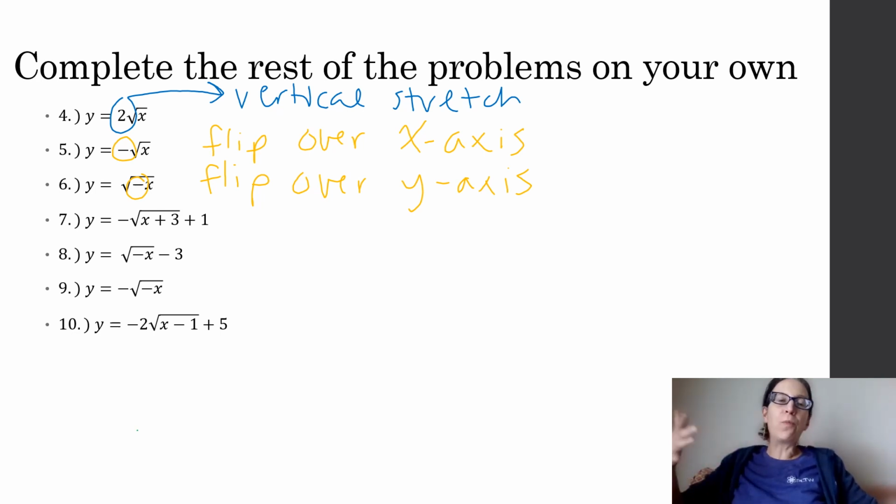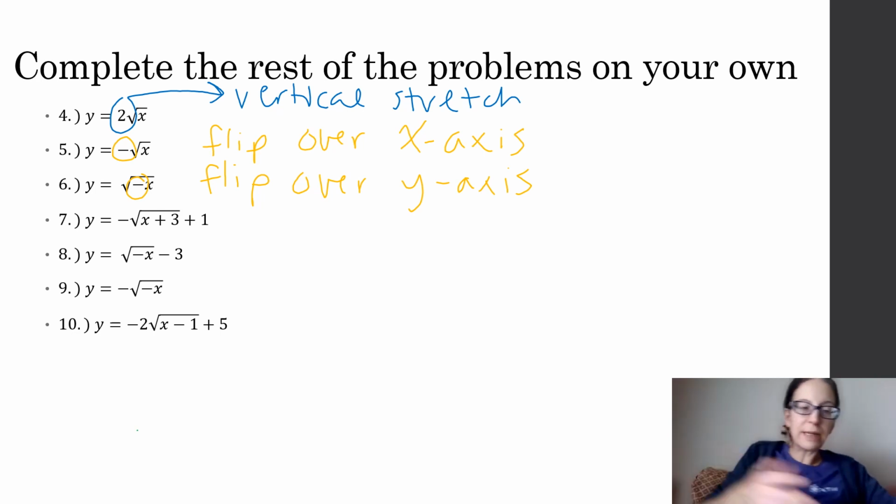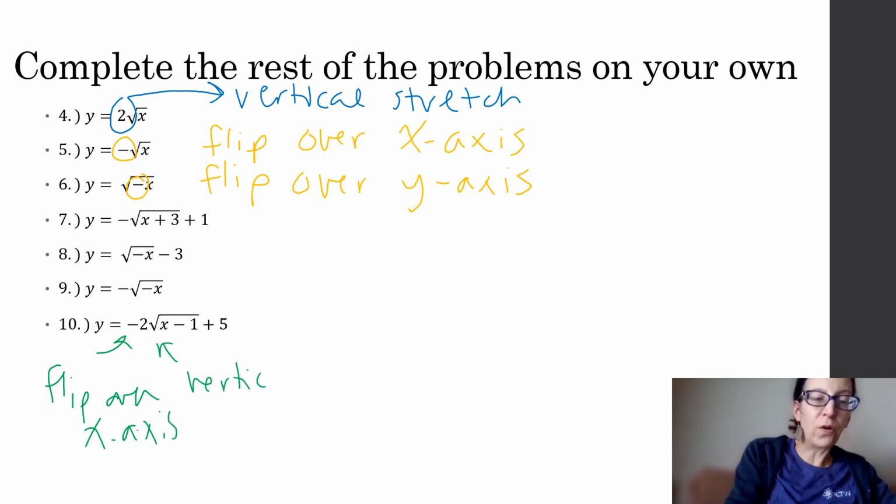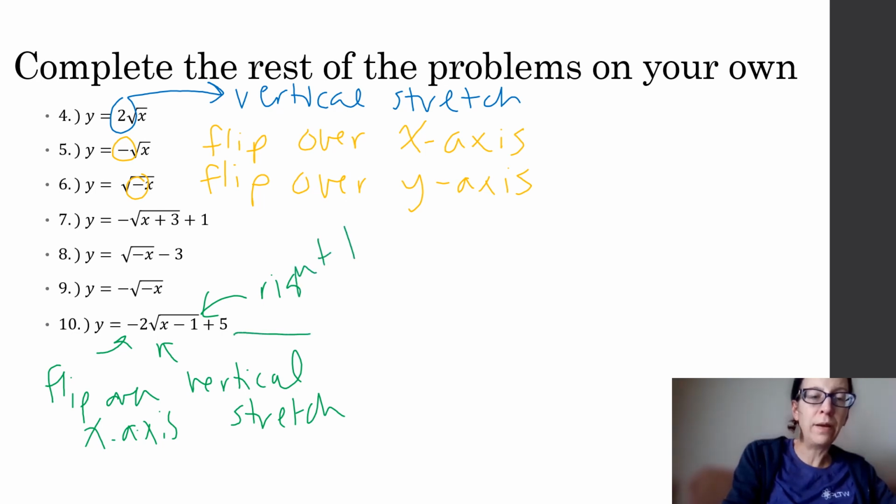And then we end up with things that come in combination. So like the last one that I did had the right 5 and the down 5. You can have multiple transformations happening. So for example, this last one would be a flip over the x-axis. It would be a vertical stretch. It would go right 1 and up 5.